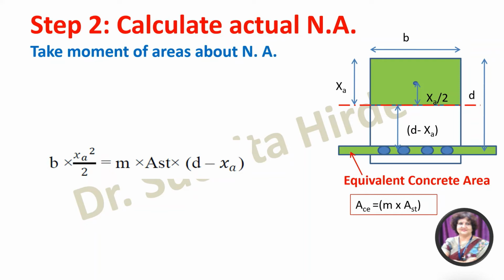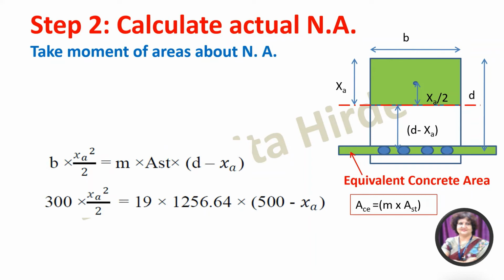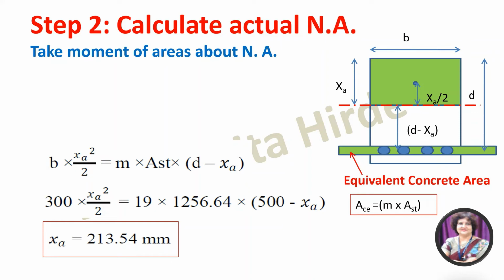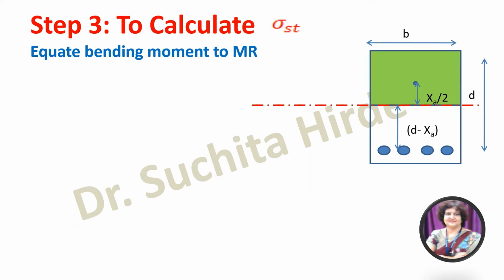So using this formula, we calculate XA. Substitute everything, you will get a quadratic equation here. Solve this equation and you will get value of XA, which is 213.54 millimeter. So this is the second step, to calculate actual neutral axis. How do we calculate it? By taking moment of areas, area of concrete and equivalent area of steel, about the neutral axis. Then next step is to calculate the stress.